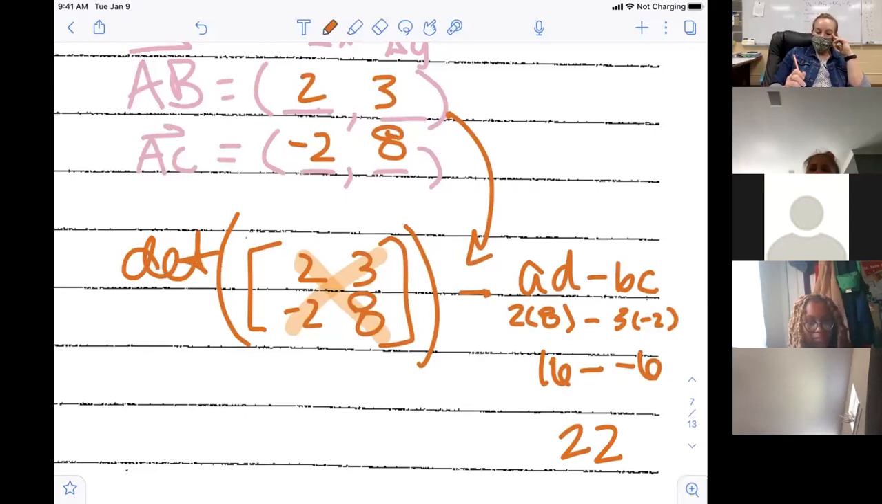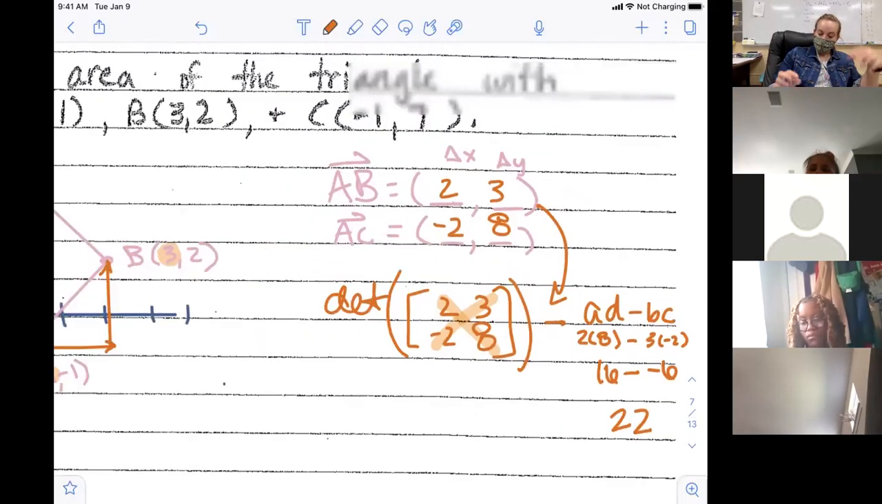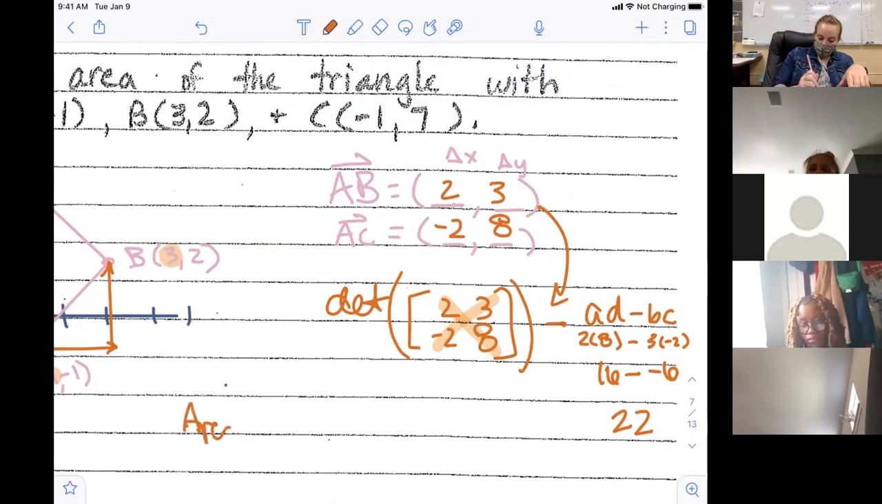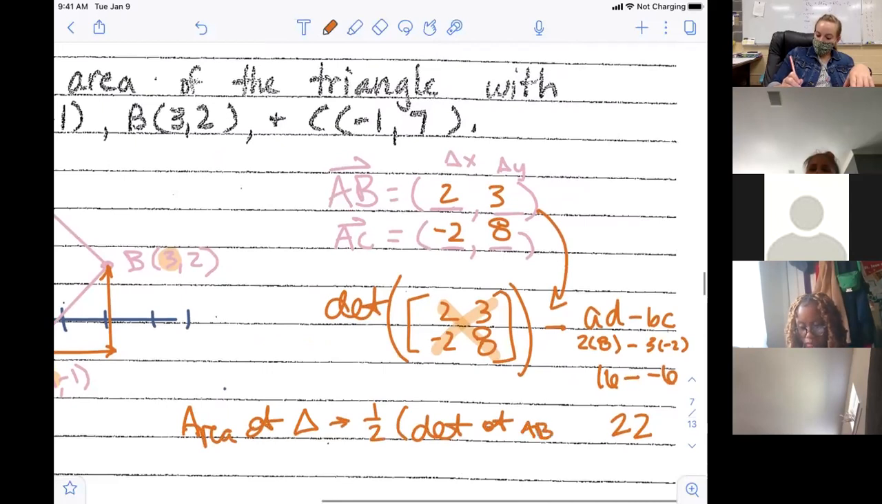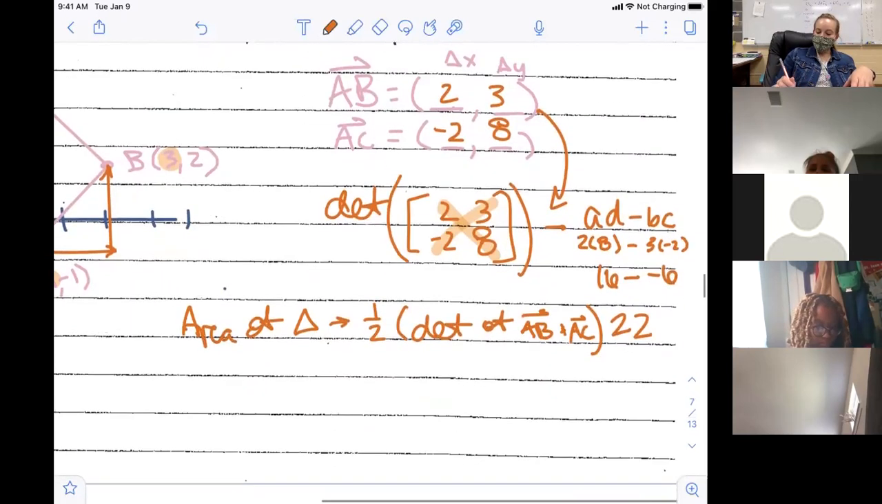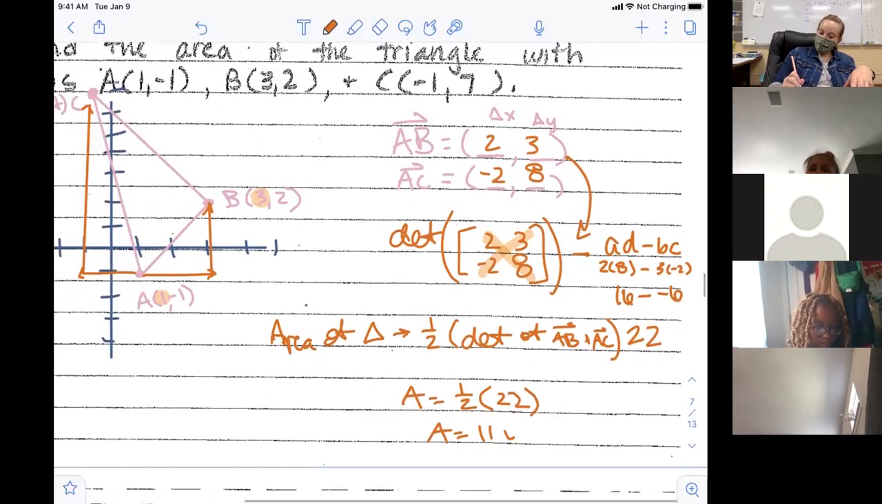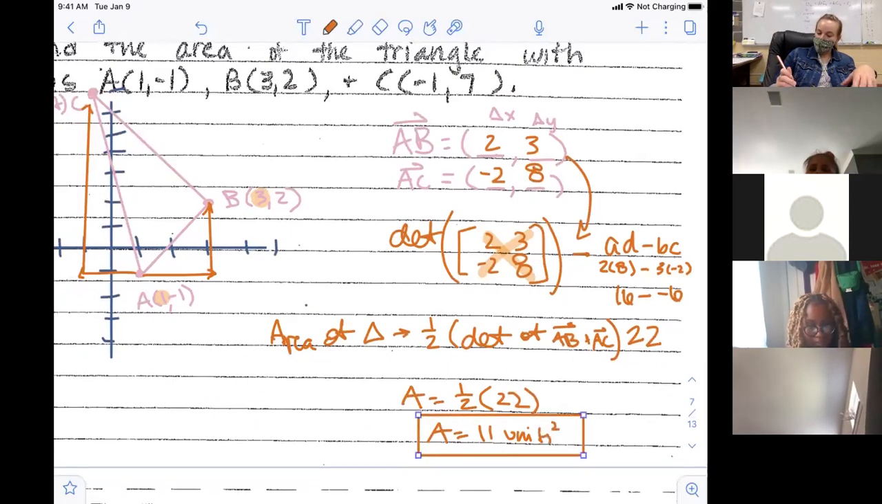Okay, so this is the determinant of my direction vectors. And to find the area of a triangle, we're going to do 1/2 of the determinant of my direction vectors AB and AC. So I just found my determinant. So my area is just 1/2 of that determinant. My area is 11. I'm going to put units on it, units squared, because I like to be exact with everything.